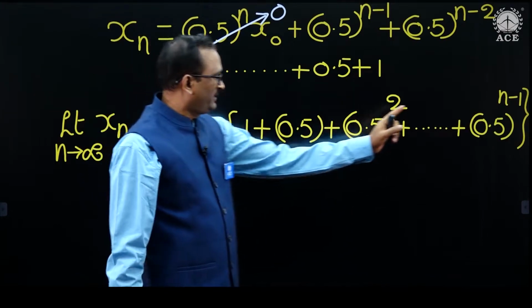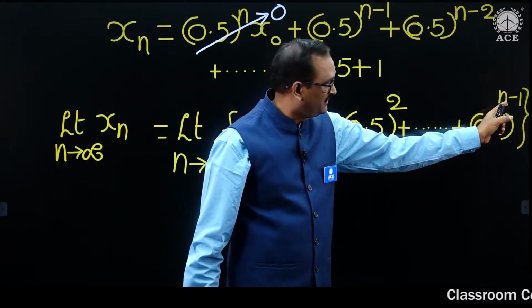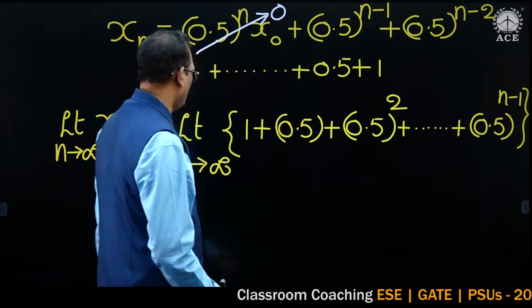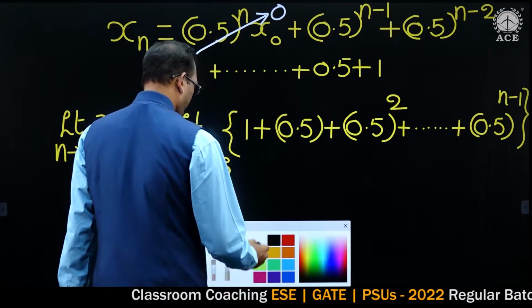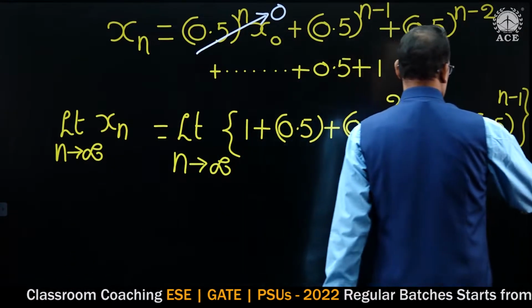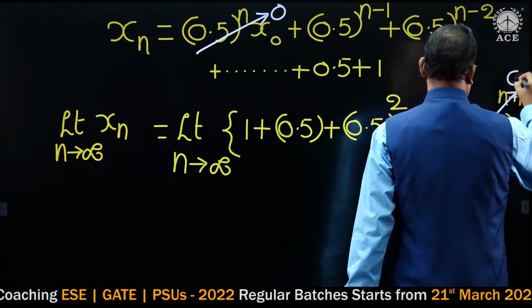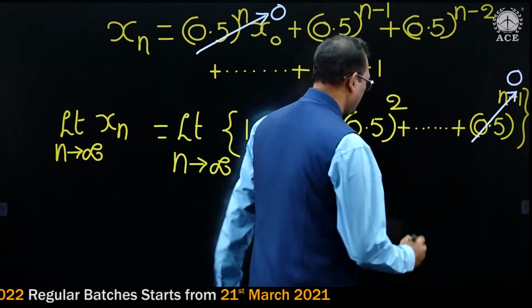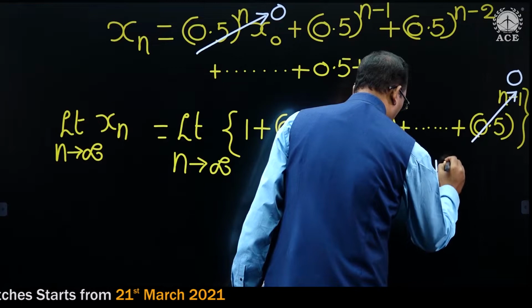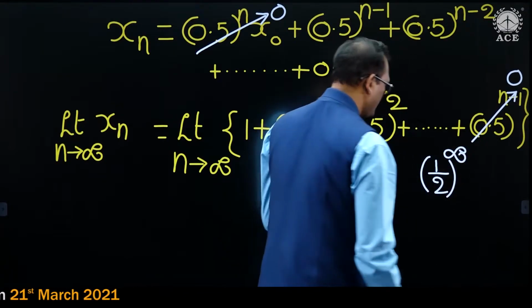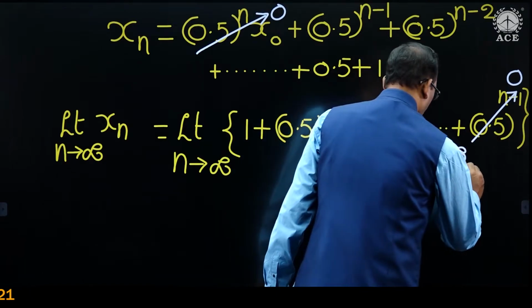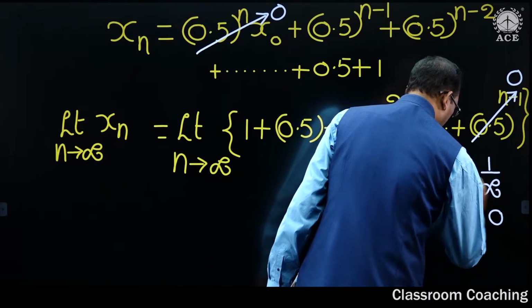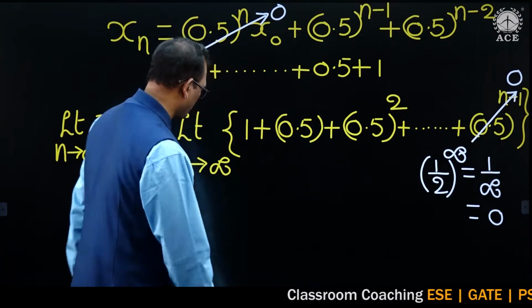If I take n is equal to infinity here, infinity minus 1 is infinity, and 0.5 whole power infinity is 0. This part becomes 0. Because 0.5 whole power infinity means 1 by 2 whole power infinity. That is 1 power infinity, that is 1, over 2 power infinity, which is infinity. 1 by infinity is 0. Therefore, the last term becomes 0.